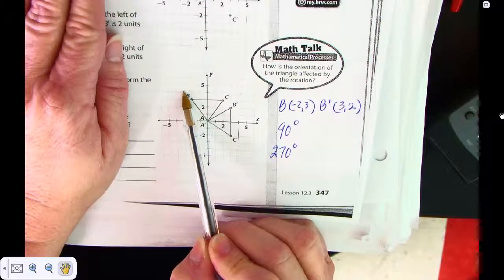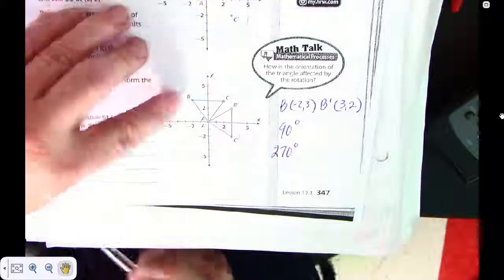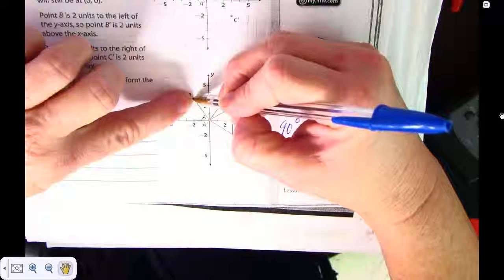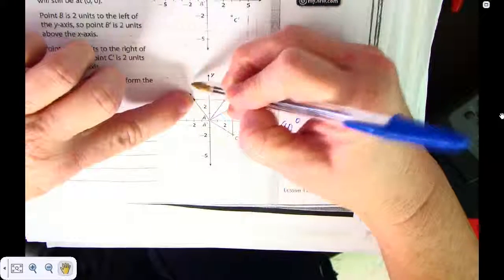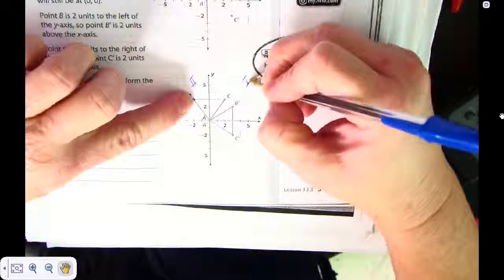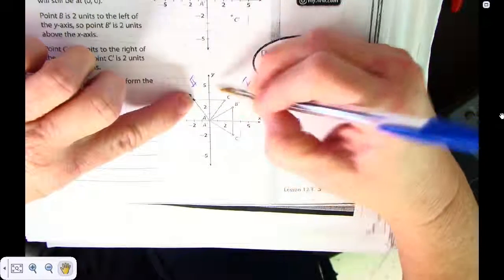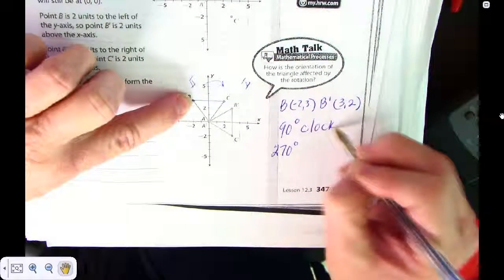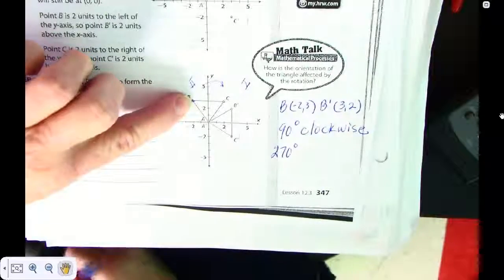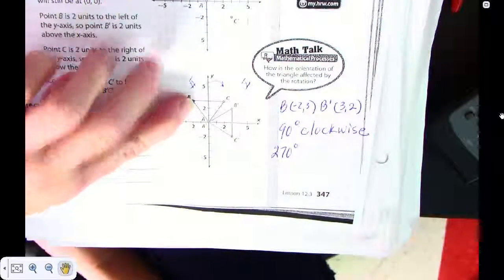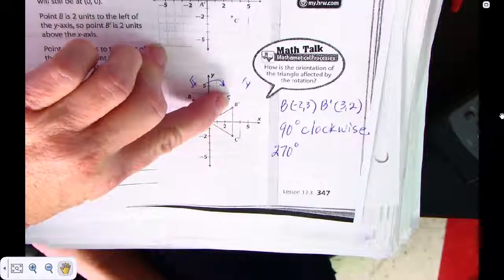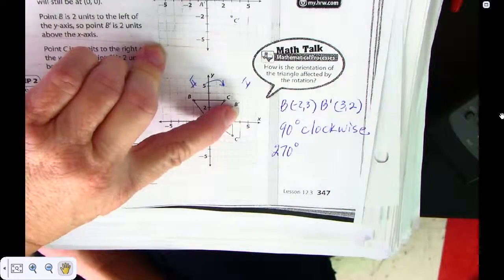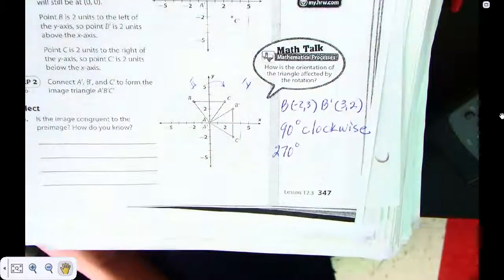So you need to look at the individual points, okay? B went from here, quadrant 2, to quadrant 1. This way. What is that way? Clockwise. So it went 90 degrees clockwise. True? It went from quadrant 2 to quadrant 1. If you go from one quadrant to the next, then that's 90 degrees.